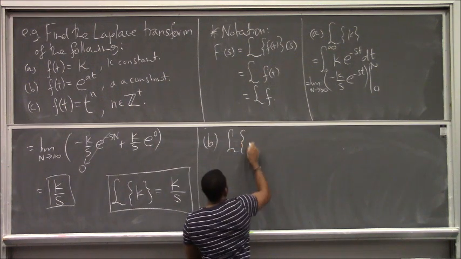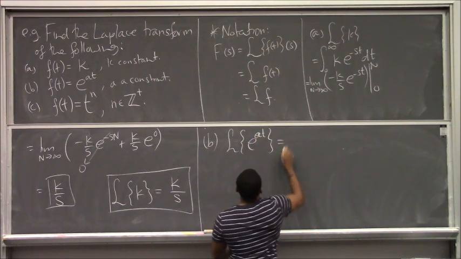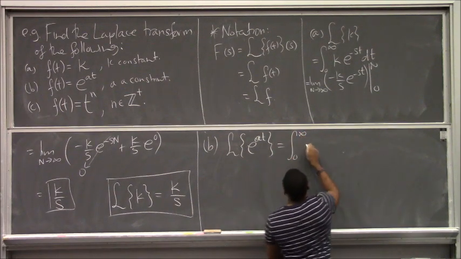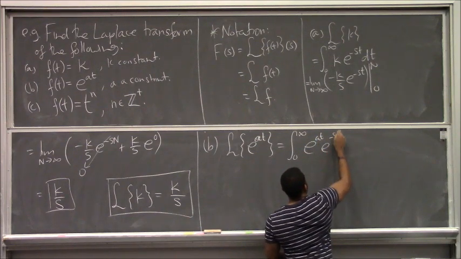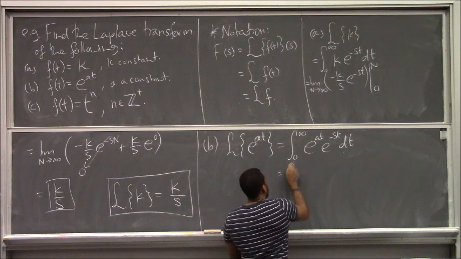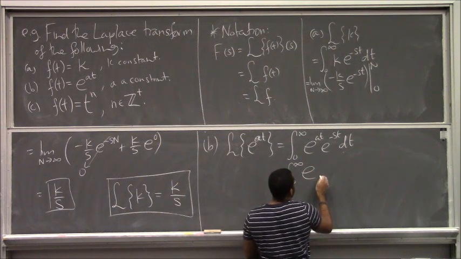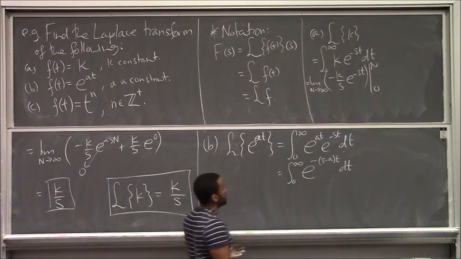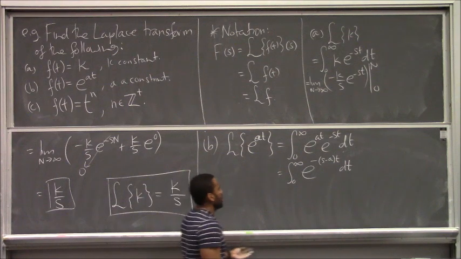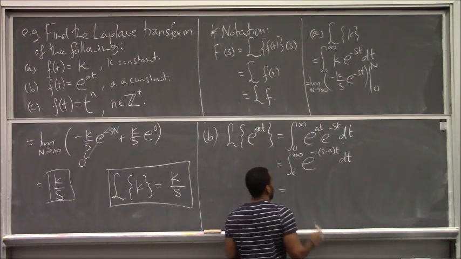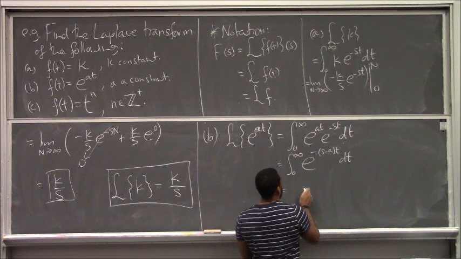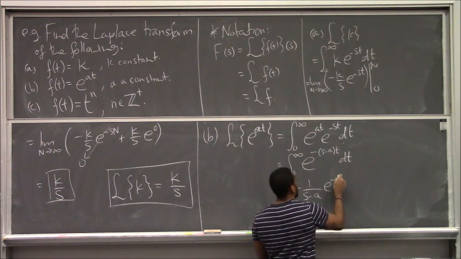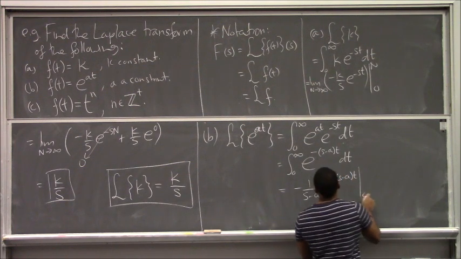The Laplace transform of e to the a t. Well, what would that look like? Well, this is just the integral from 0 to infinity of e to the at times e to the minus st dt. Now, this is going to be equal to the integral from 0 to infinity of e to the minus s minus a times t. Just combine the powers here. Then integrate that, and we would have minus 1 over s minus a, e to the minus s minus a times t, between 0 and infinity.